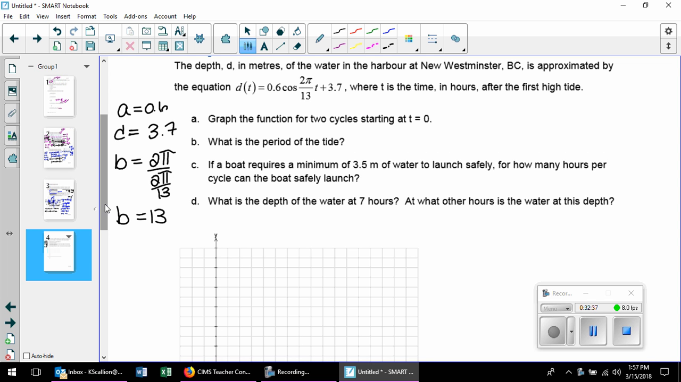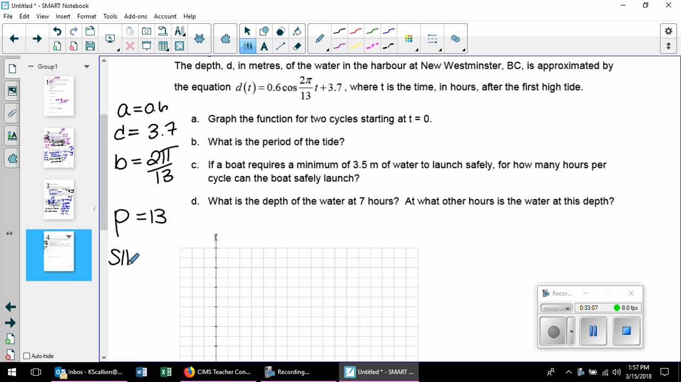Pardon? B is 13. Okay, so if my period is, sorry, you're right, I got this wrong, I was doing my period. Thanks. The period is 13, this is 2 pi over 13. What I really need is my period.